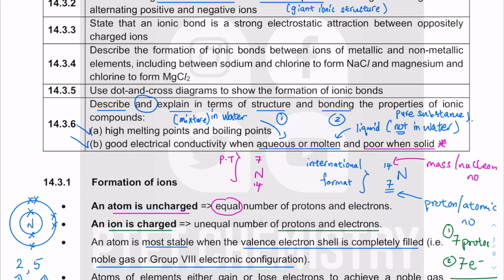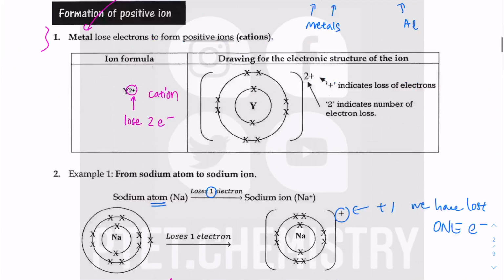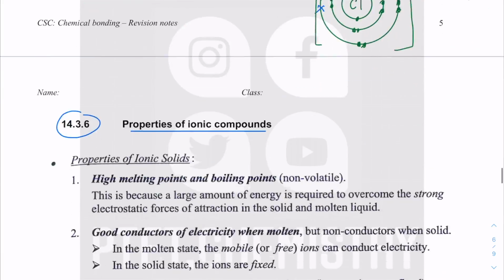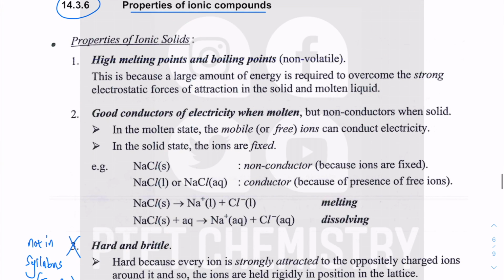So we have to explain, because it's not just describe, these are just descriptions. We have to explain it in terms of structure and bonding. That's what this next part of the lecture tutorial is all about. So I'll try and summarize it for you. First one, high melting and boiling point. So this is stating, okay, this is explain.